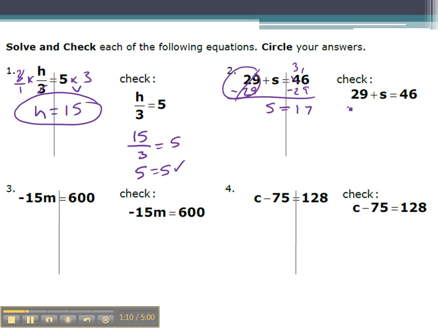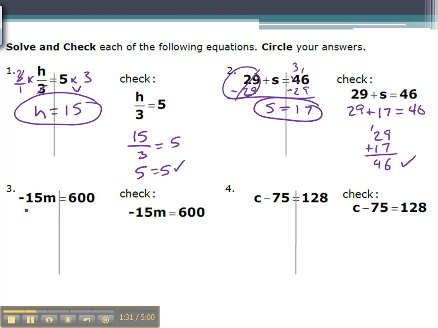Now before I circle that, let's check it. 29 plus, we're saying that s is 17, so I'm going to substitute a 17 where that s is. And then actually do the addition. 9 and 7 is 16, carry the 1, 2, 3, 4, 46 equals 46. That checks out, so you can circle your answer.